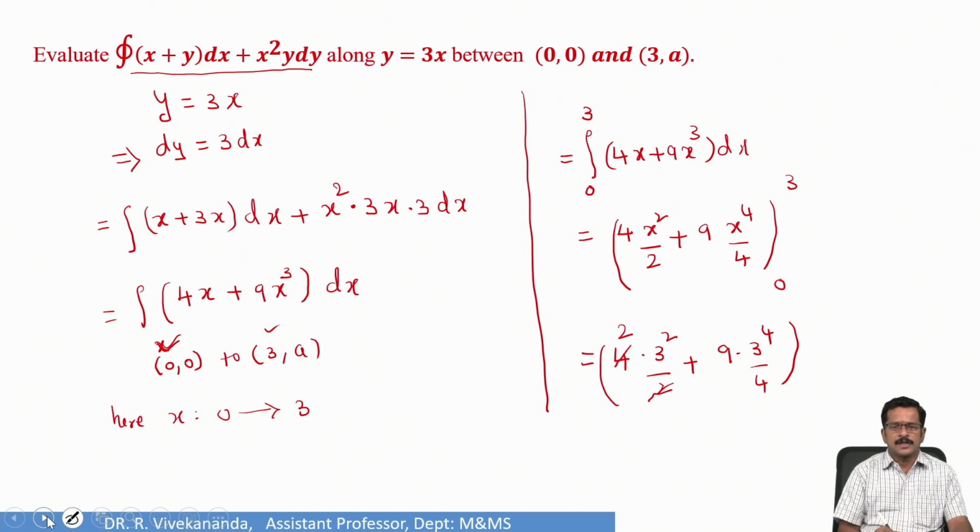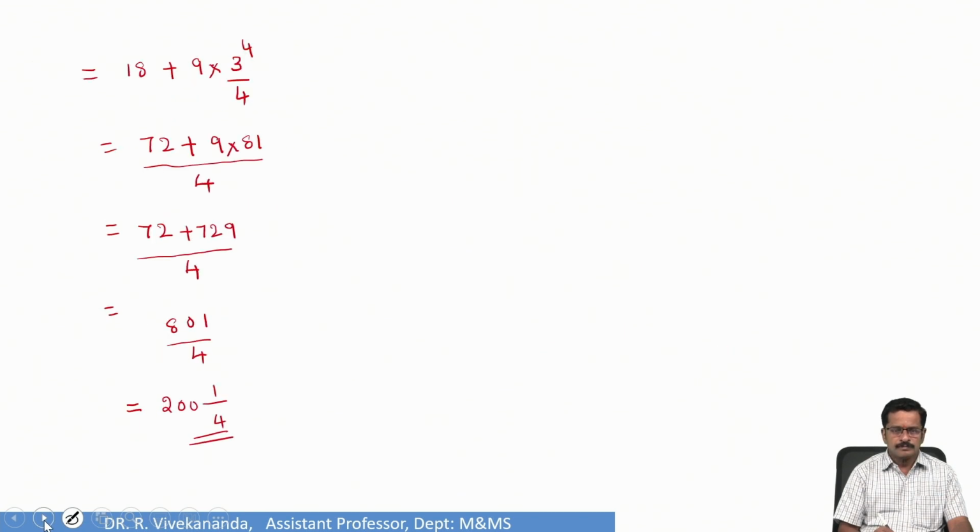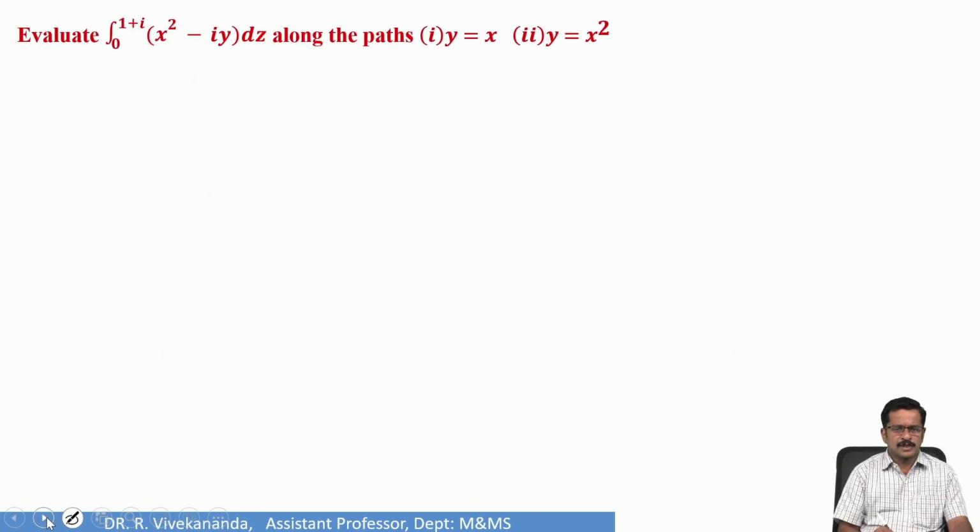Along the line y is equal to 3x between the points 0 comma 0 to 3 comma 9. Right. Similarly, one more sum we will discuss, one more example. So here complex integration I am entering into. In the previous examples I took real valued functions, real variable functions. In a similar way, we evaluate complex integration. This is a complex integration, and similarly we can proceed as per the previous ones.